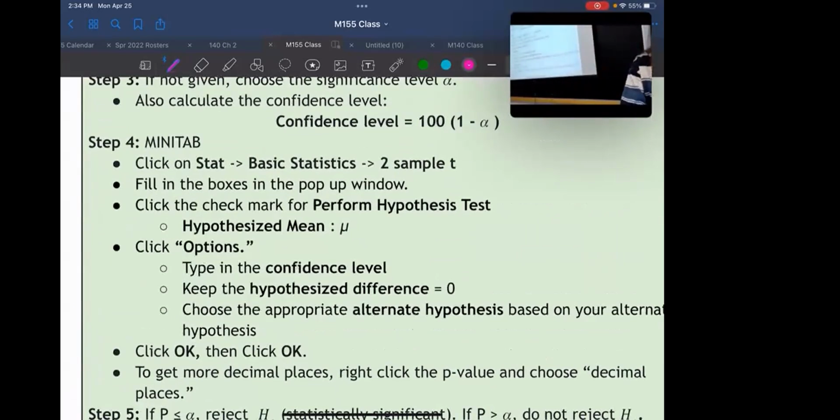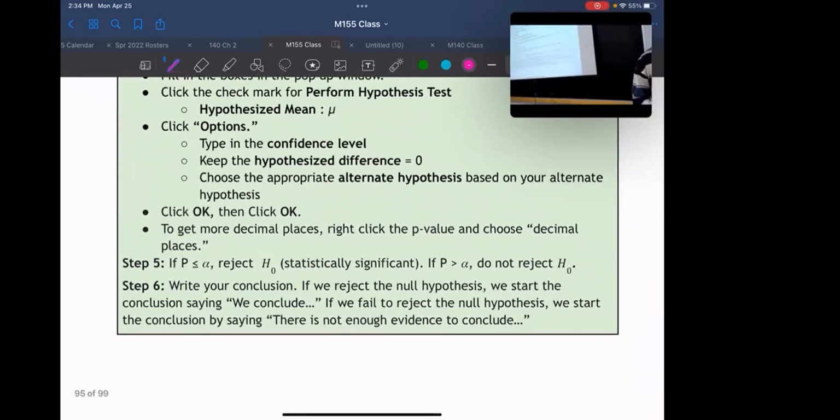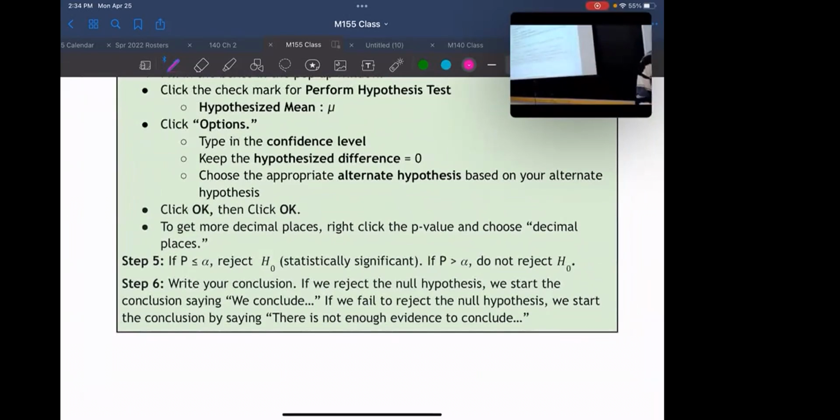When we do Minitab, for Minitab, we're going to use the two sample t-test, the same test that we're using for the confidence interval. So we're still going to use two sample t, but we're going to click a bunch of different things here. So don't worry about this. We'll talk about this in an example. Remember, if you want more decimal places, you can always right click the number. Same thing, p being less than alpha, we reject, greater than, do not reject.